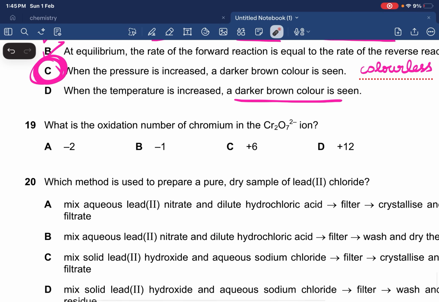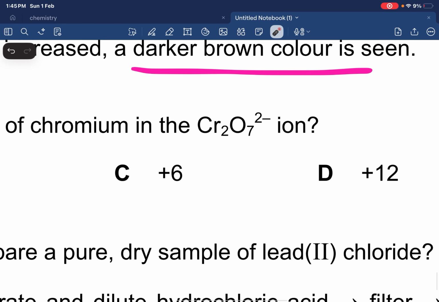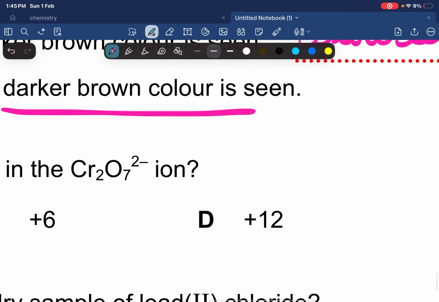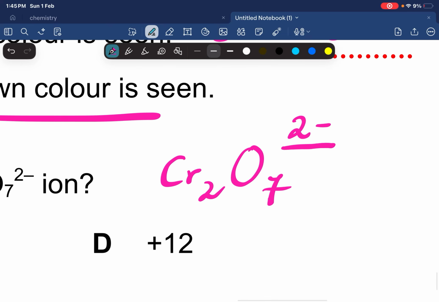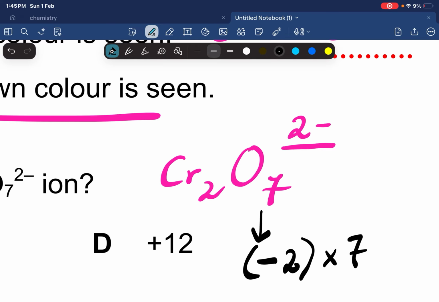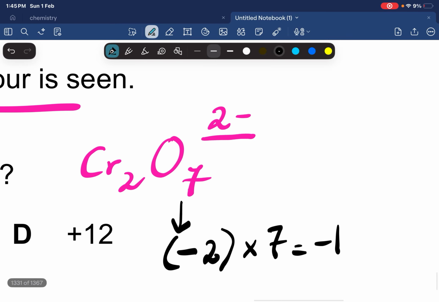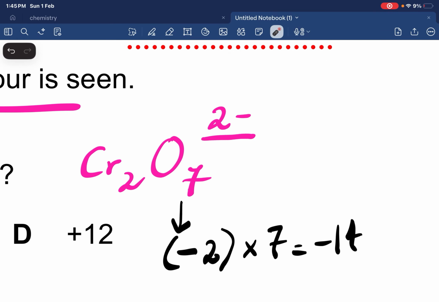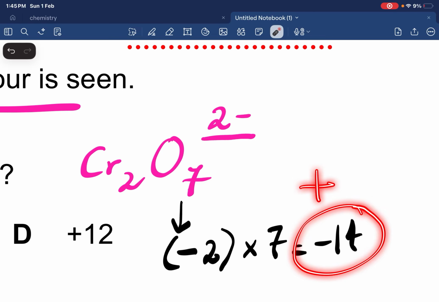What is the oxidation number of chromium in the Cr2O7 2- ion? We have to figure out the oxidation number of chromium. What are we going to do? We know that Cr2O7 2- has a 2 negative charge, right? First, we know that oxygen is going to be -2, and we have 7 oxygen. So -2 times 7 equals -14, right? To balance out a -14 charge, we need a +14, right?